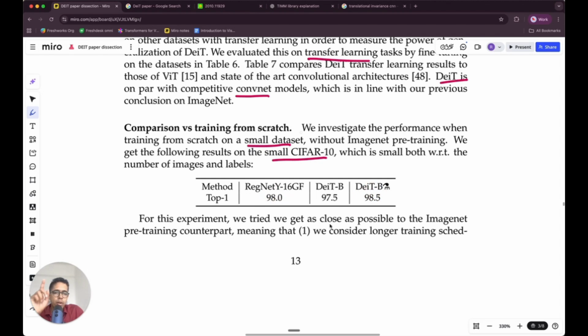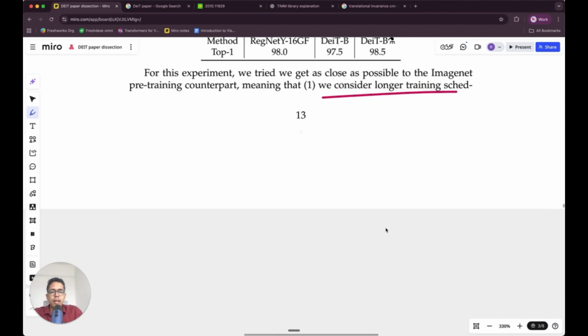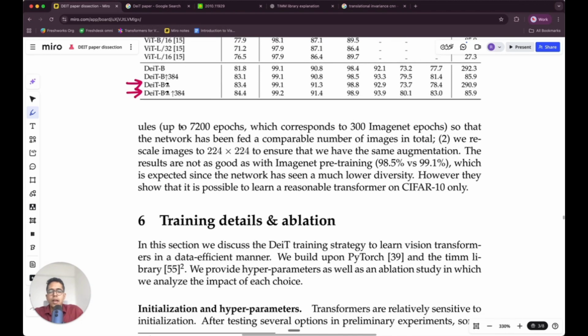From this experiment, we try to get as close as possible to the ImageNet pre-training counterpart, meaning we consider longer training schedules. Okay. Up to 7,200 epochs. Wow, amazing. Which corresponds to 300 ImageNet epochs. Okay, maybe that makes sense because now this is a smaller dataset. So 300 epochs on ImageNet data is comparable to 7,200 epochs on this CIFAR 10 dataset, so that the network has been fed a comparable number of images in total. Okay. Second, we rescale the images to 224 by 224 to ensure that we have the same augmentation. Okay. The results are not as good as with the ImageNet pre-training, 98.5 versus 99.1.